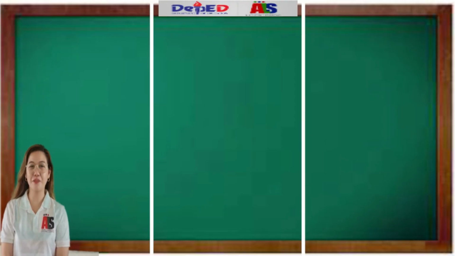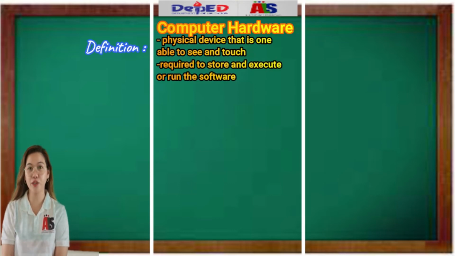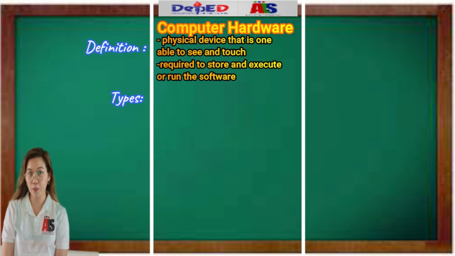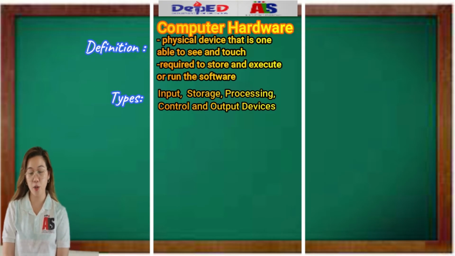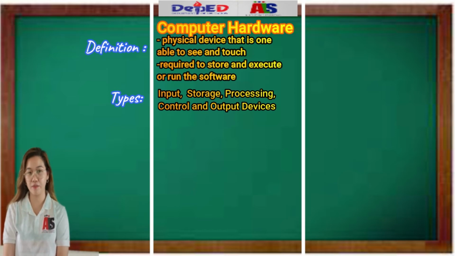Alright, so let's talk about computer hardware. What is computer hardware? This is a physical device of a computer that you can see or touch. This is also a device that is required to store and execute or run the software. Next, what are the hardware types? The types of hardware are input, storage, processing, control, and output devices.